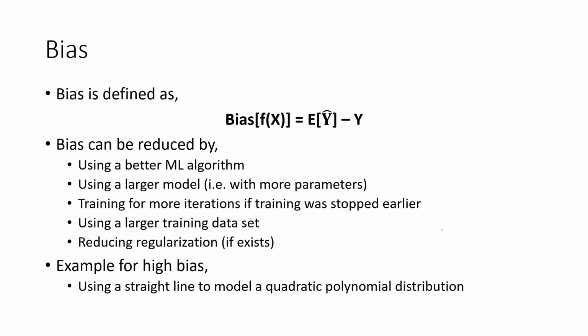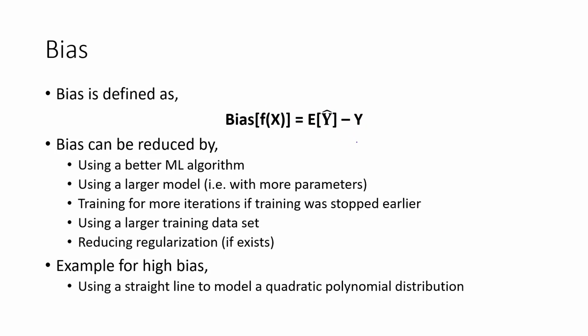So this is the formal definition of bias, right? The function that we are going to predict is f(x), and this is the expected value of the predicted value, and this is the real value, known as the ground truth value. The difference between the expected value of the predicted value and the real value is known as the bias, right?